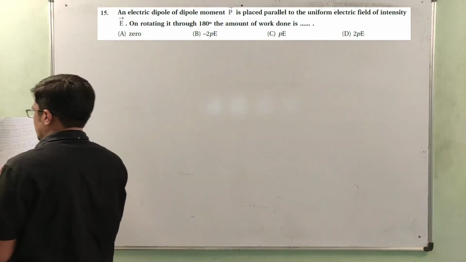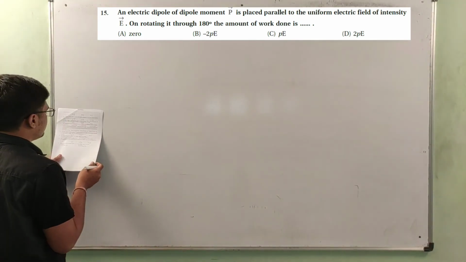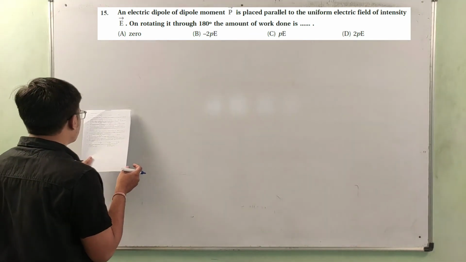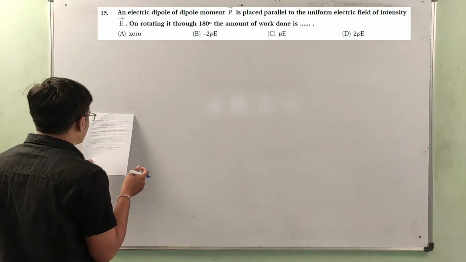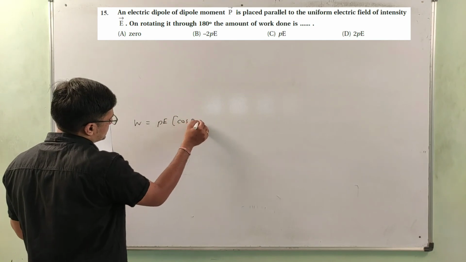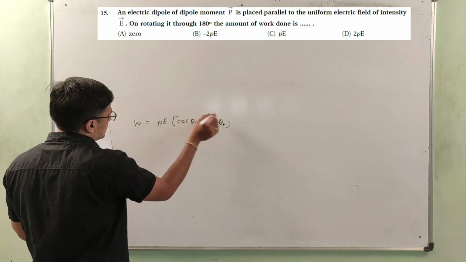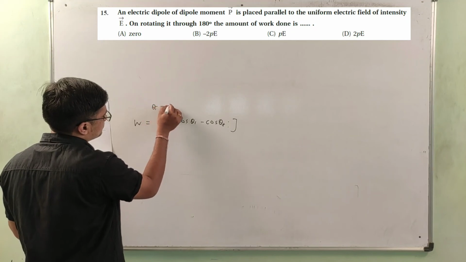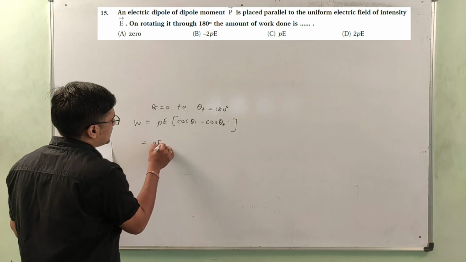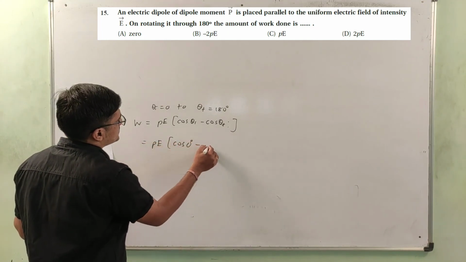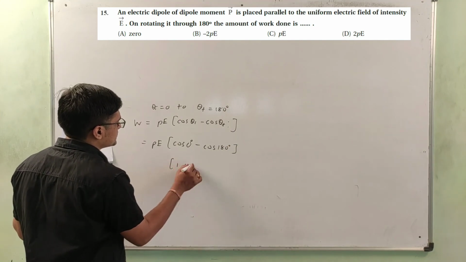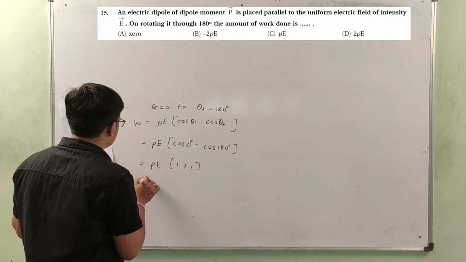Next question, question number 15. An electric dipole of dipole moment P is placed parallel to a uniform electric field of intensity E. On rotating it through 180 degrees, what is the amount of work done? Work done is equal to PE (cos theta I minus cos theta F), we already discussed. You are rotating the dipole from 0 degrees to 180 degrees, then work done is PE (cos 0 minus cos 180). Cos 0 is 1 and cos 180 is minus 1, so minus minus plus 1. So the answer is 2PE.